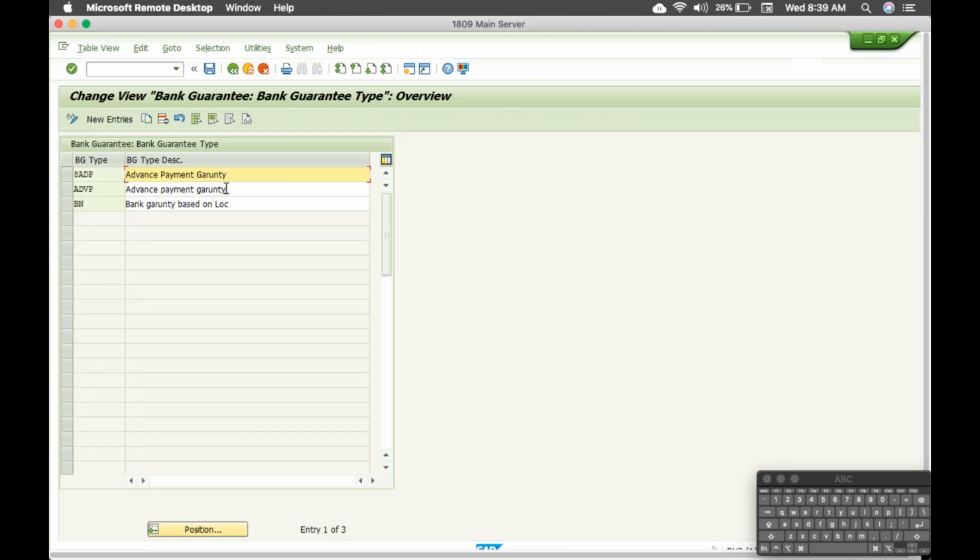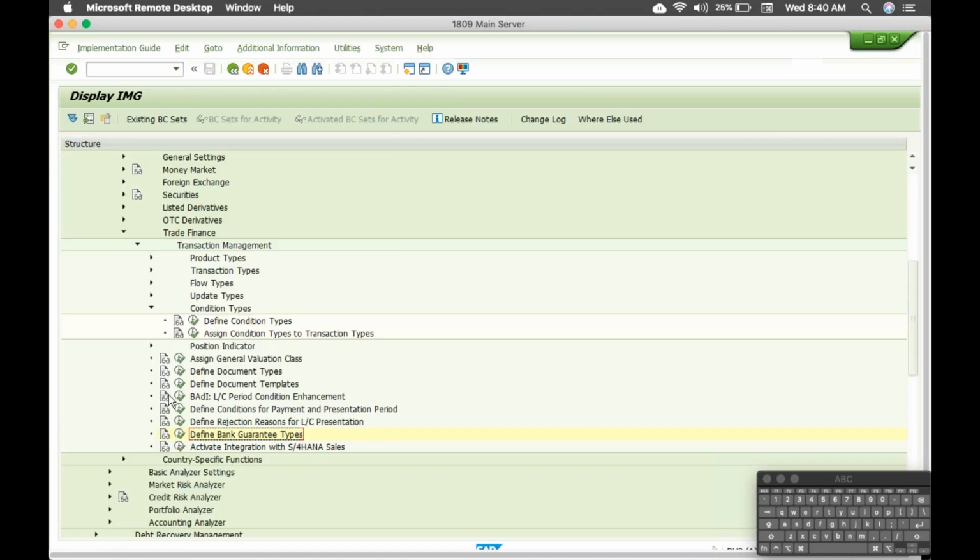So define bank guarantee types. Advance payment guarantee, and bank guarantee based on letter of credit. So this is also given in the SAP. In most of the cases, we are going to use advance payment guarantee. That means we are the customer, we are requesting the banker. So the advance payment is raised by the banker to the vendor. So bank guarantee is required here. This is also given, no need to create anything.